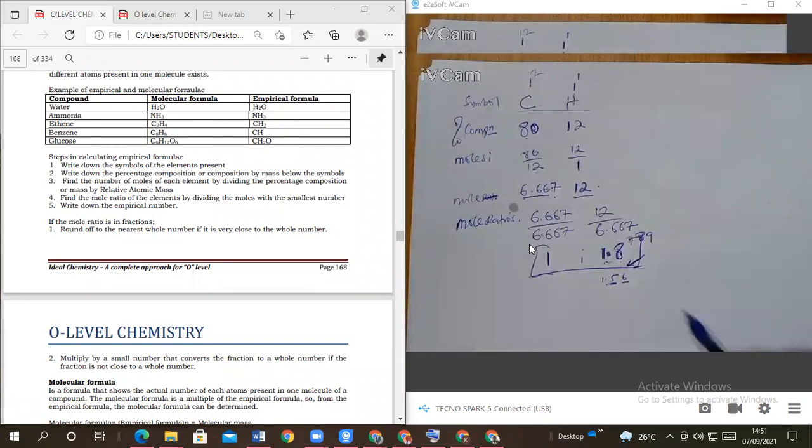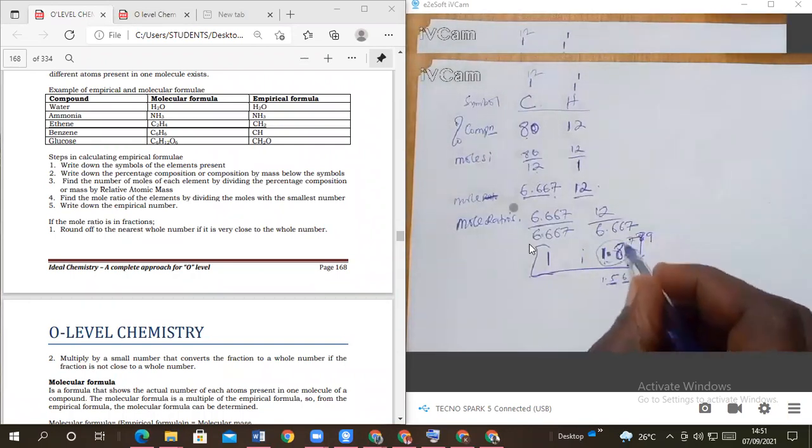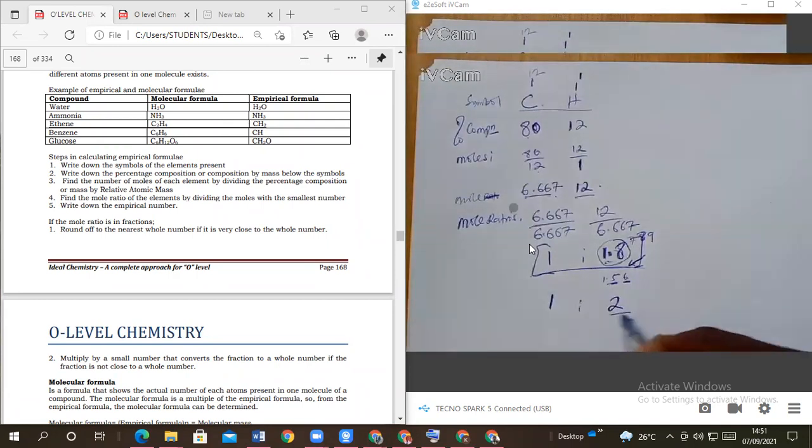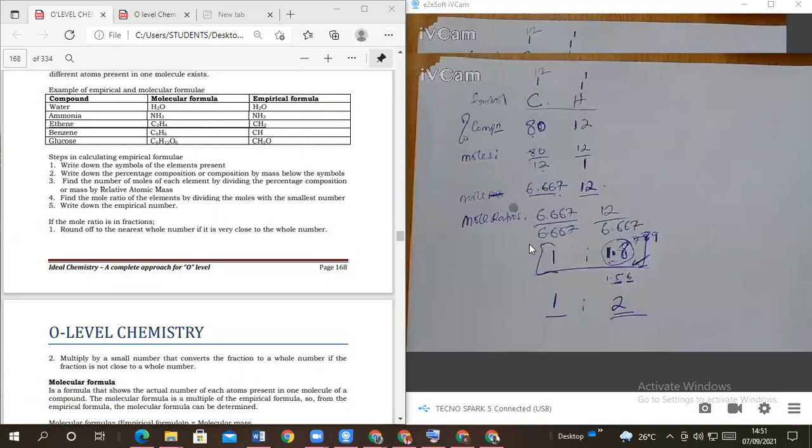Two. Is 2. So here we round off this to 2. So the thing remains as 1 to 2. That is what happens. Now there is another condition we are going to look at here.